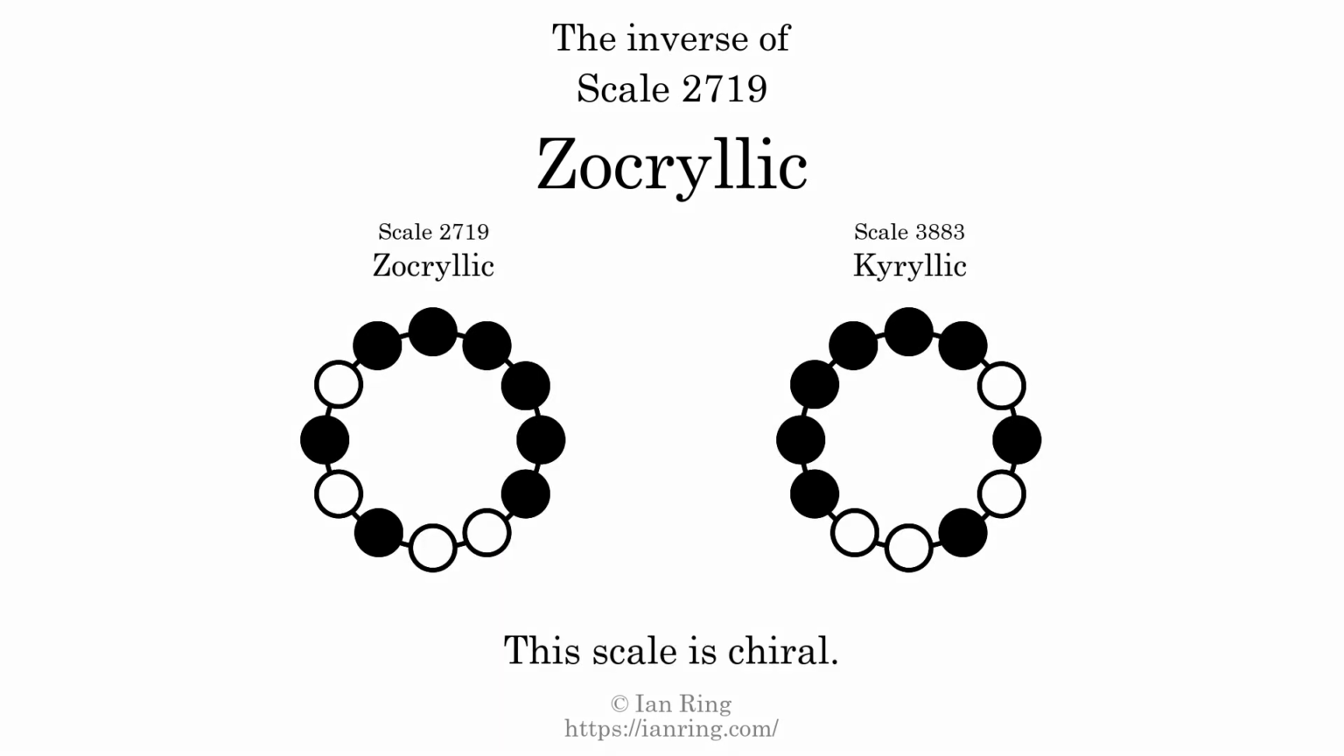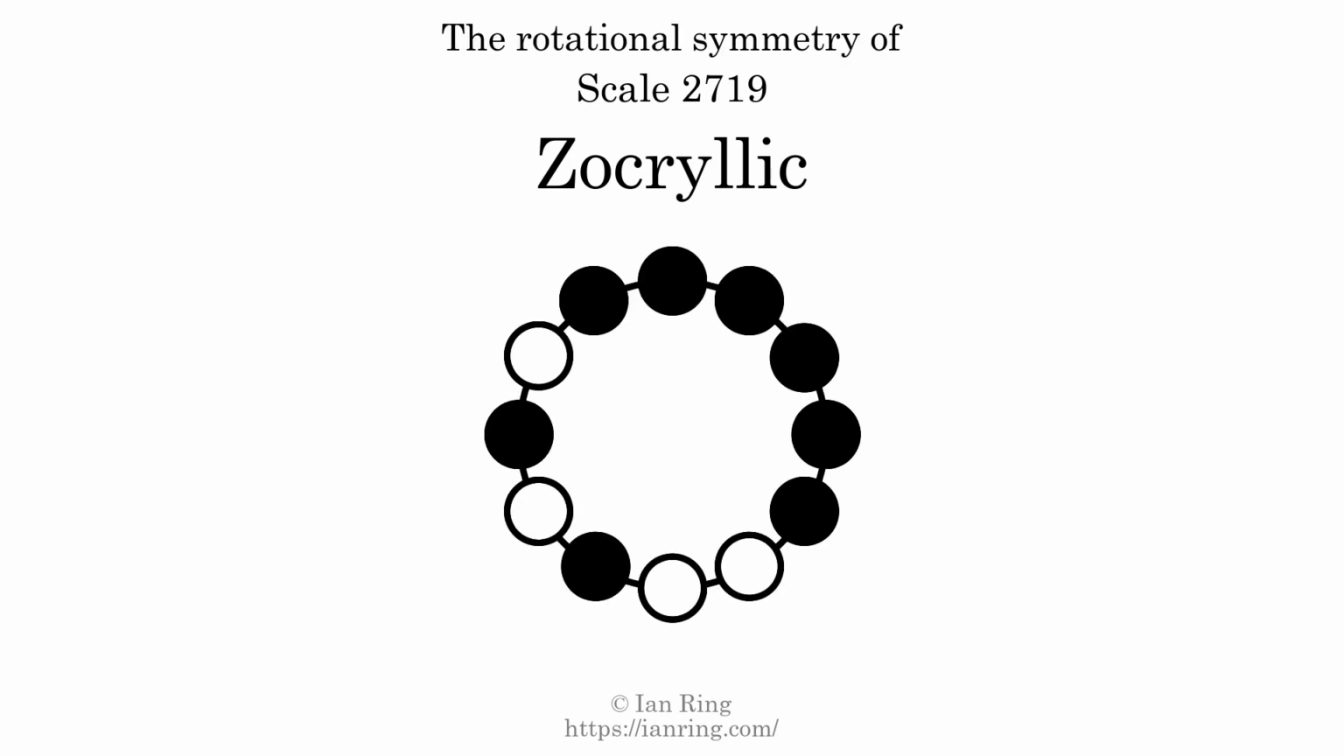The inverse of a scale is a mirror image. It is what you get when the sequence of intervals is reversed. The inverse of this scale is scale 3883, also known as Cyrillic. This scale is chiral. It cannot transform into its inverse by rotational transformation. This scale has no rotational symmetry.